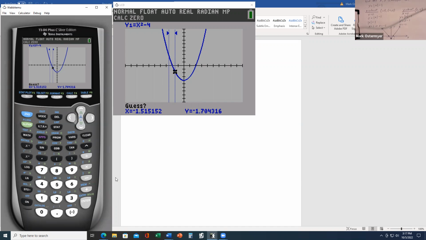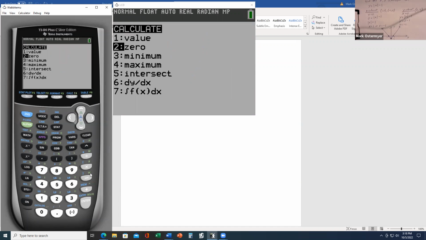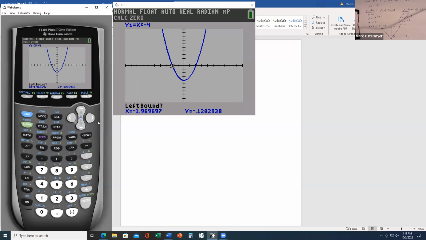When your calculator says guess, just hit the enter button again. And you can see that one x-intercept is -20. That's one x-intercept. To find the other x-intercept over here, we go back to calculate. Go down and use the 0 function again, but this time we have to navigate our blinking cursor in the vicinity of the other x-intercept over here.